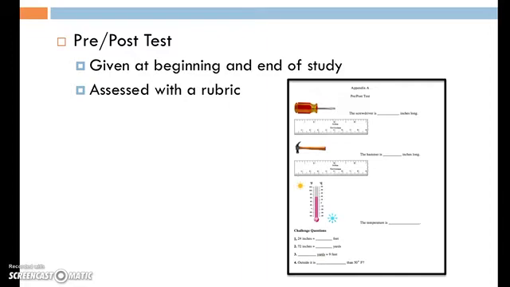Here's a picture of the pre and post test. So mainly when I was doing this, we were doing a unit on measurement. So there are a few questions you can obviously see: measuring with a ruler, a thermometer, and then a couple of conversion questions.